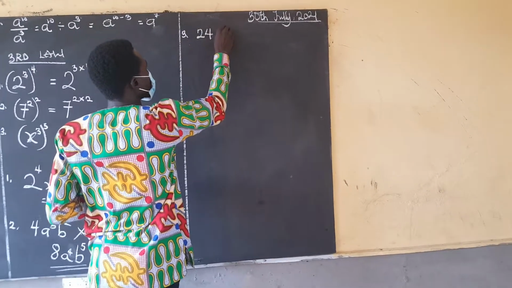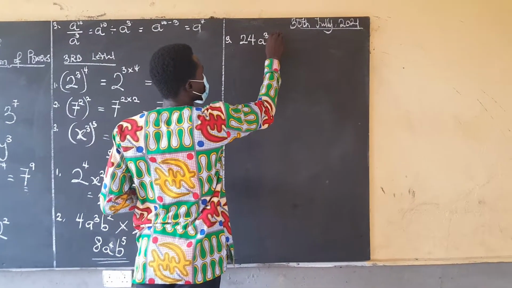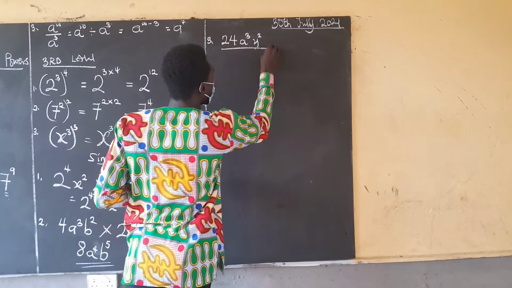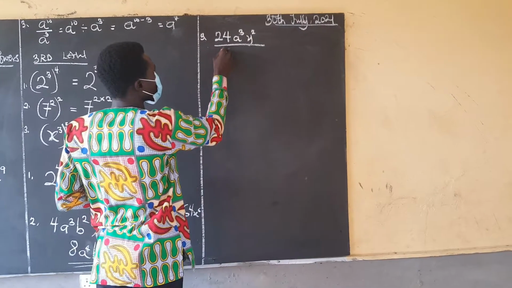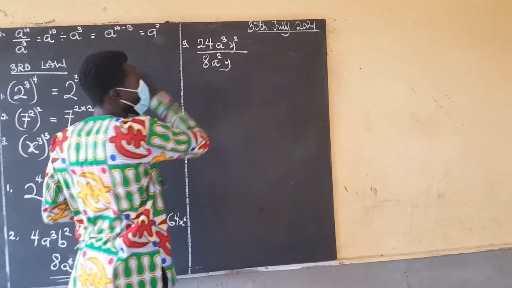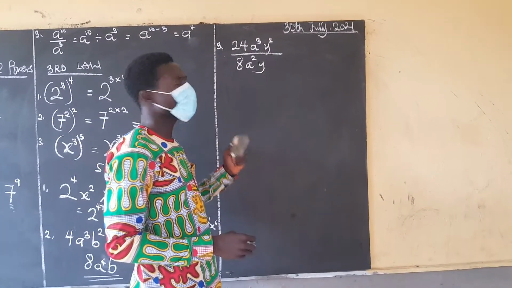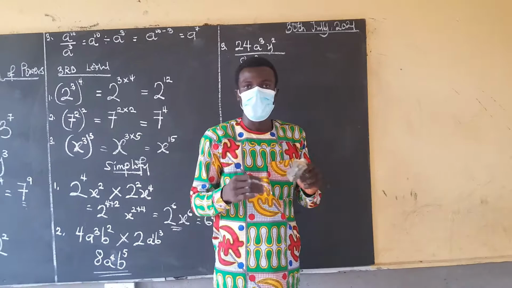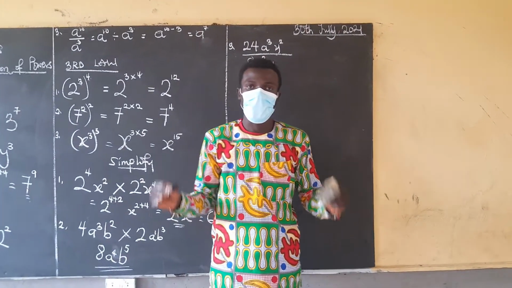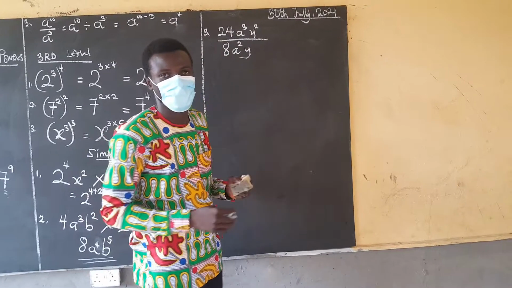24a cubed y squared all over 8a squared y. We are simplifying 24a cubed y squared all over 8a squared y.